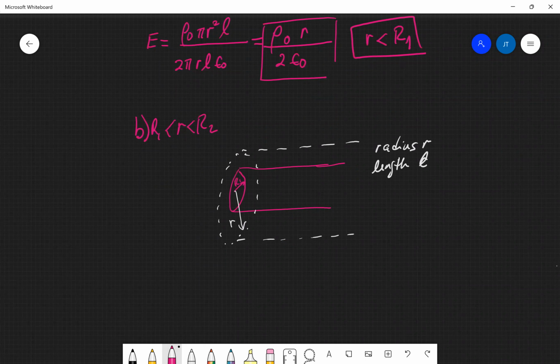So again, I ask myself, how much charge is enclosed inside this white surface? Well, it's the whole inner cylinder. And there's nothing else. There's nothing between the edge of the inner cylinder and the edge of the Gaussian surface. So it's just the inner cylinder. So Q enclosed, again, is the Q inside the Gaussian cylinder.